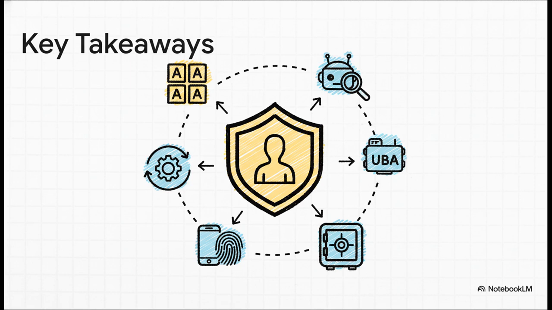Okay, let's wrap this all up. What are the big takeaways here? First, identity truly is the new perimeter. Second, the 4 A's give us a complete framework to think about this stuff. Third, automation is absolutely critical, especially for deprovisioning. Fourth, things like MFA and PAM are non-negotiable for high-security systems. And finally, smart auditing with UBA helps you find threats before they become disasters.